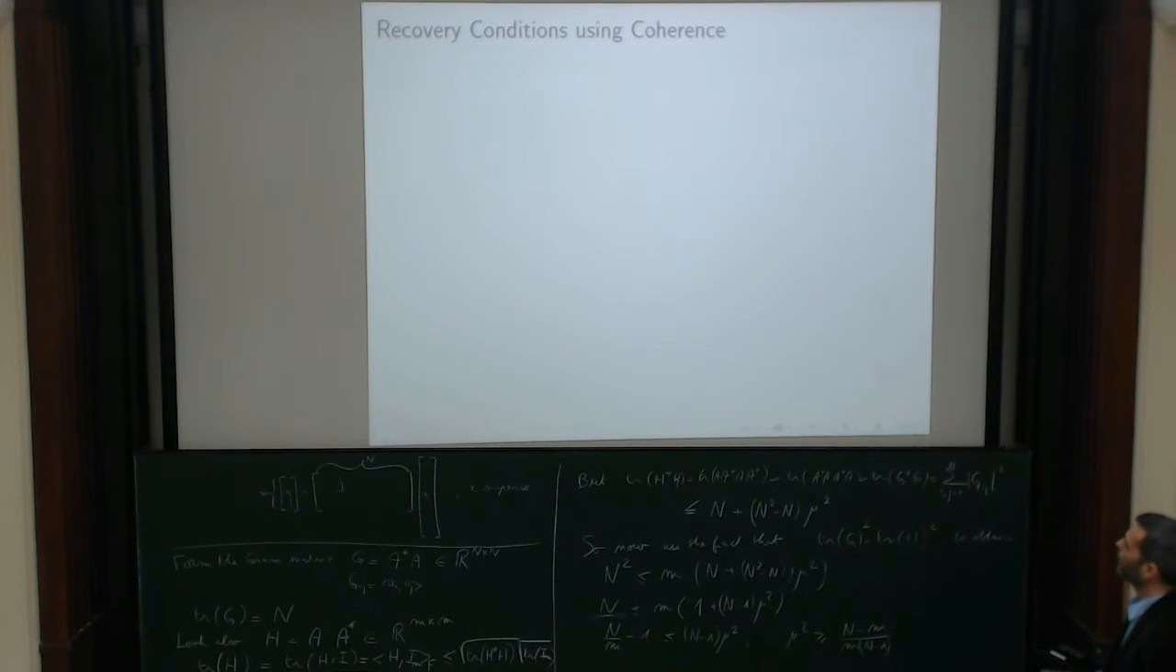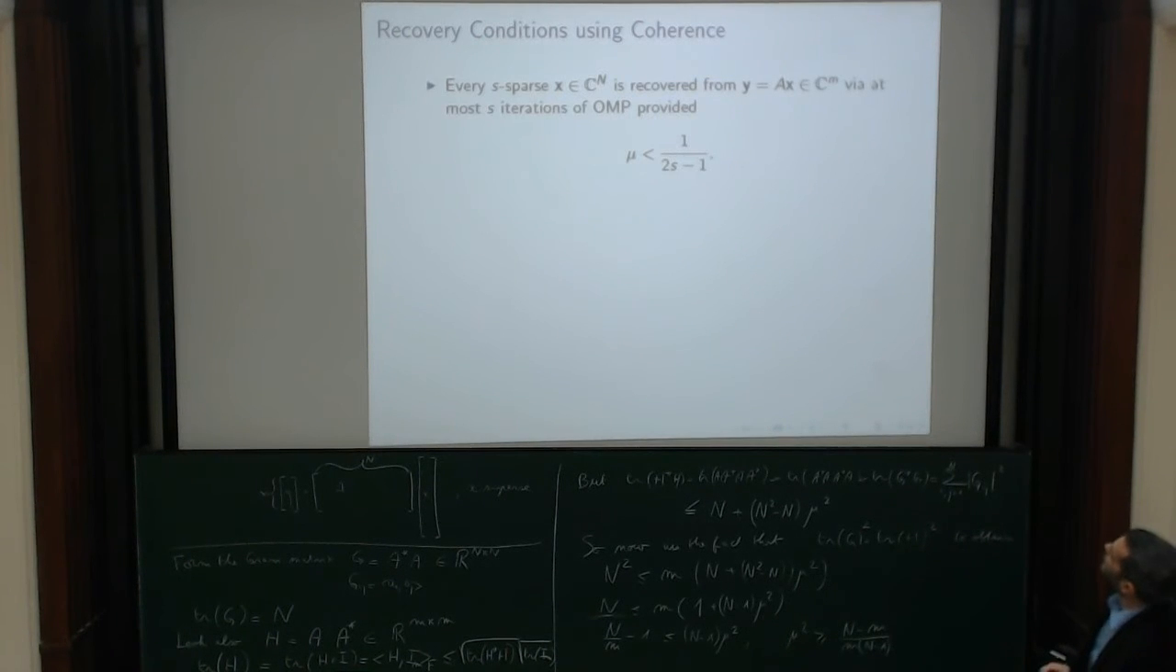All right, but now let's continue with conditions that will say that if the coherence is small, we can say something. The first thing, for orthogonal matching pursuit: every s-sparse vector will be recovered from y, which is equal to Ax, in at most s iterations of OMP, provided that the coherence is smaller than something that decays like 1 over s, precisely 1 over 2s minus 1. And I think I want to do that proof as well, so let's hide that once more.